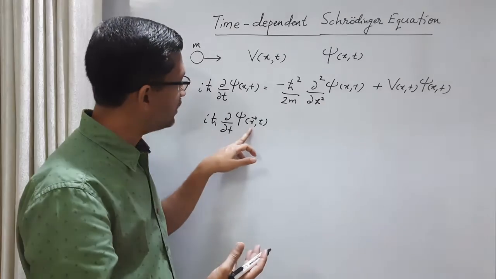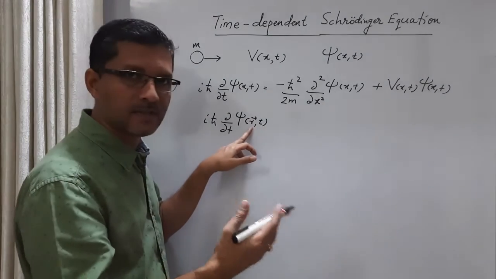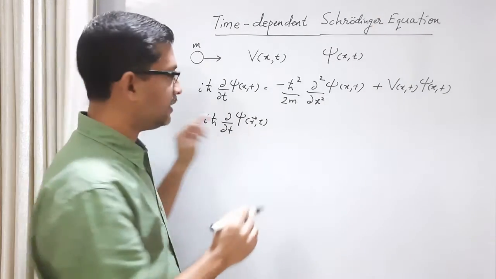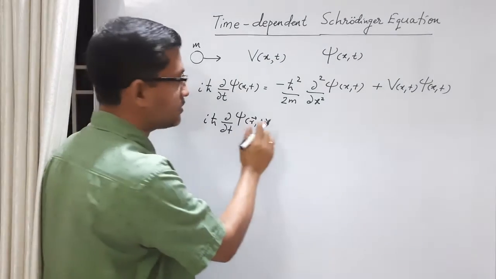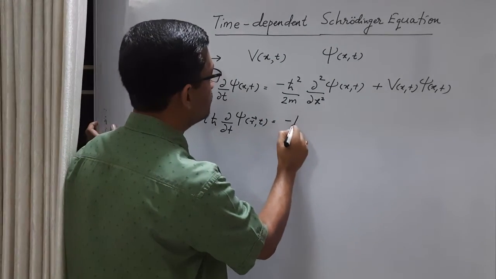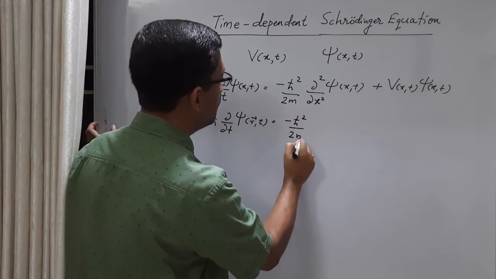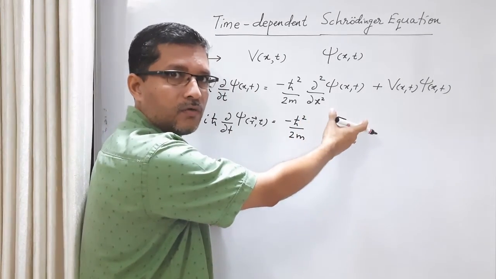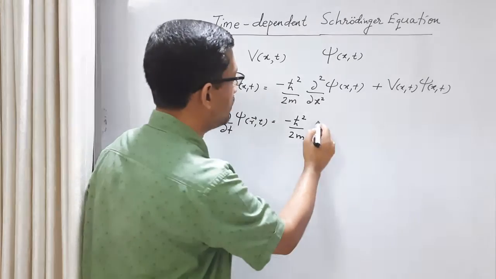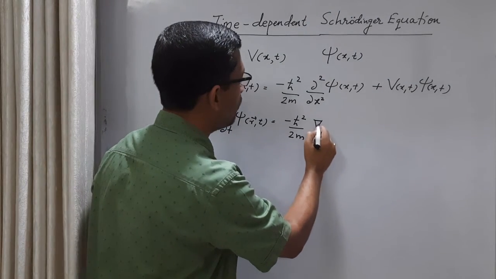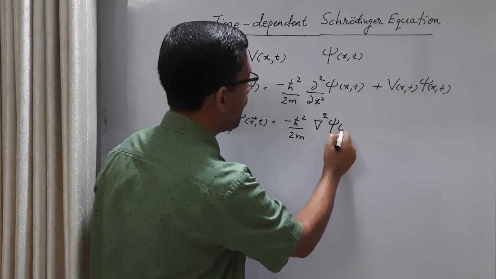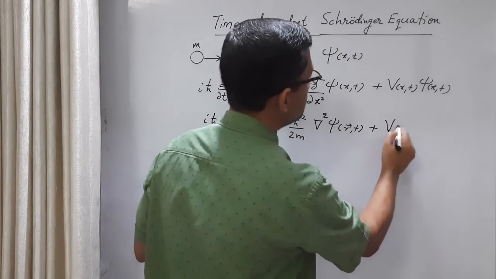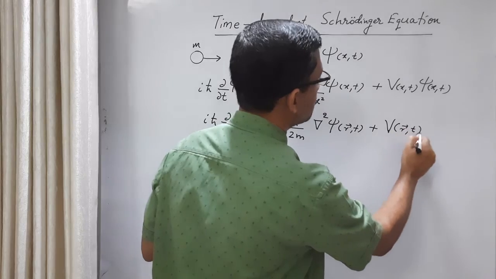So either we can say the wave function depends on x, y, z and t, or we can say it depends upon vector r and t. It involves the three coordinates, equals dou square by dou x square psi plus dou square by dou y square psi plus dou square by dou z square psi, together we can write in a compact form del square psi. And this potential energy also depends on the three coordinates.